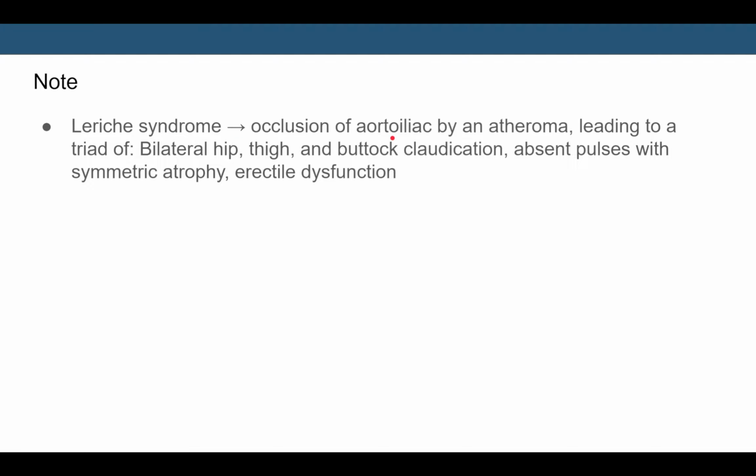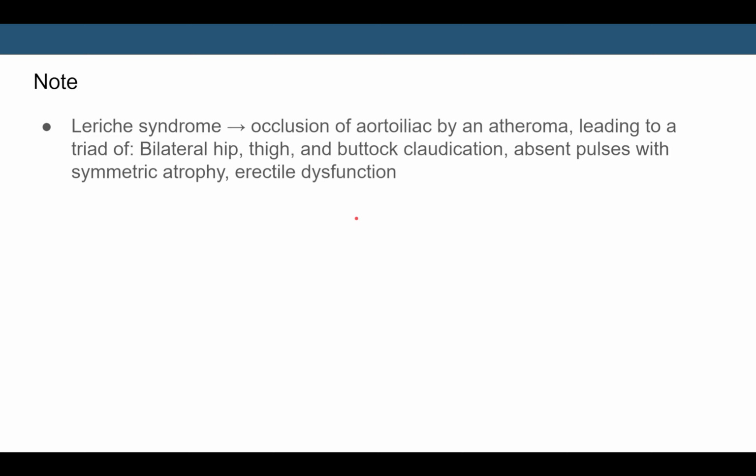We have a syndrome called Leriche syndrome. This is occlusion of the aortoiliac artery by an atheroma, leading to a triad, which is going to be bilateral. Okay, so it's not unilateral, it's bilateral. Hip, thigh, and buttock claudication. Absent pulses with symmetric atrophy and erectile dysfunction. So all of these, they affect the legs and down.